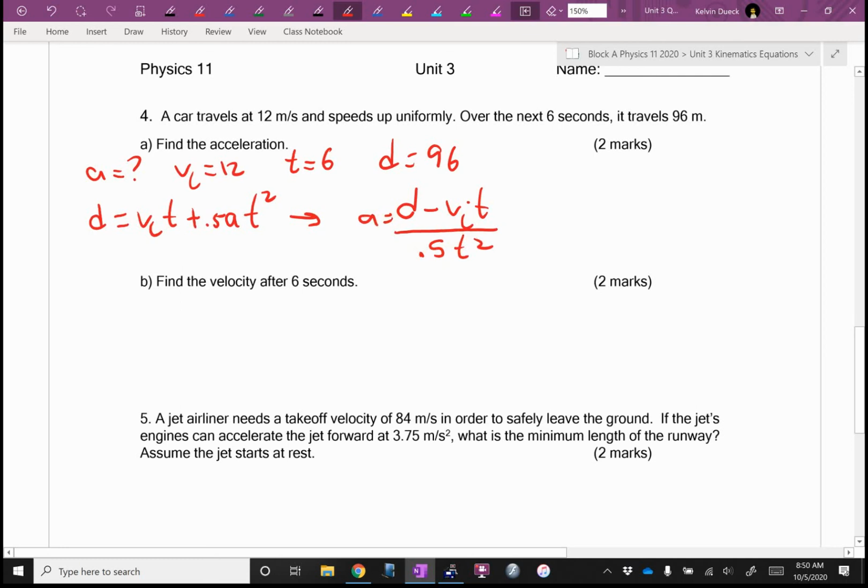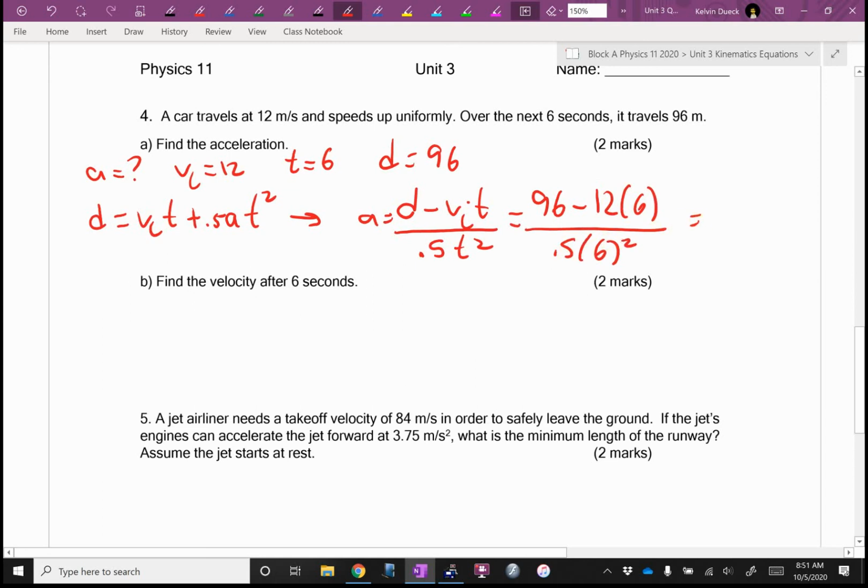Camille, do I need to memorize that? I can derive it if you get good at it. Can you imagine if I didn't do this, what my formula sheet would look like? It would just be a catalog, right? It'd be huge. It's going to be 96 minus 12 times 6, all divided by 0.5 times 6 squared.